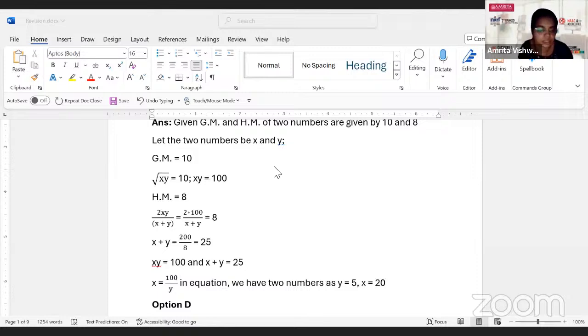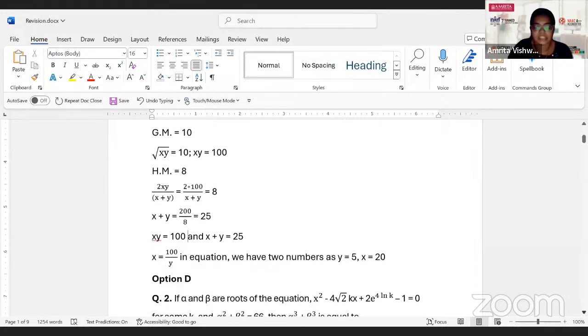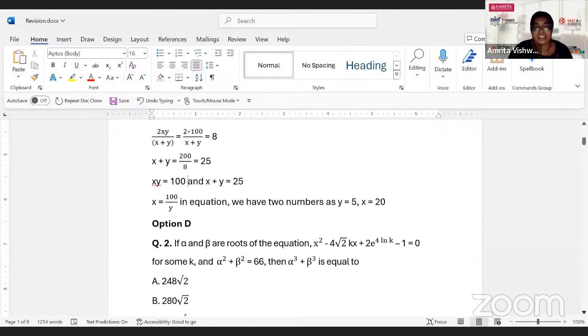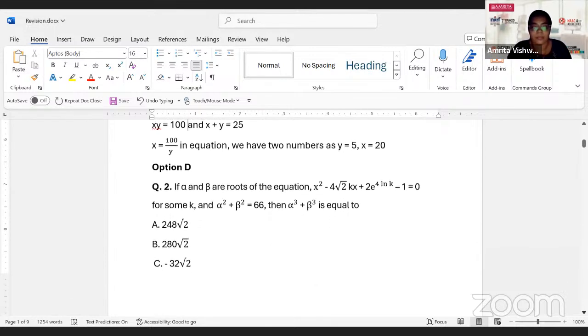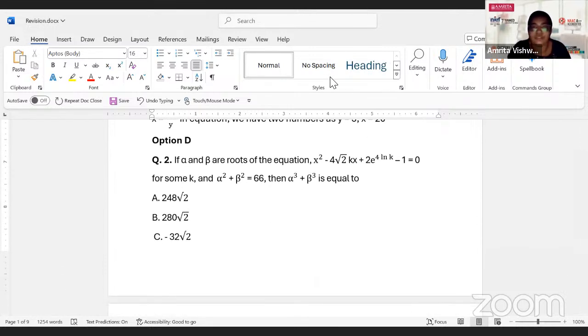Okay, that's completely fine. I hope this question is clear and we'll move to the next question. This is a very simple question, just a very basic logic that you have to apply and then you will be able to solve it.